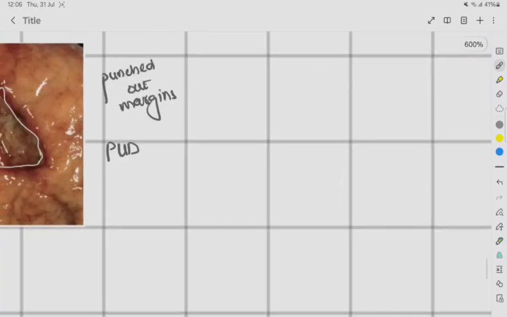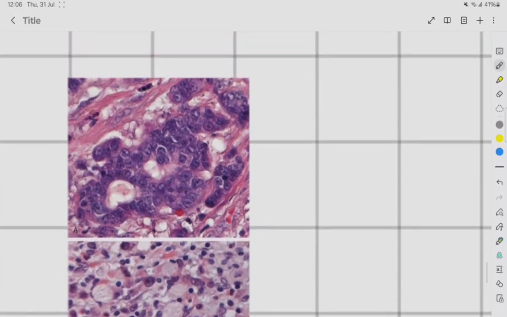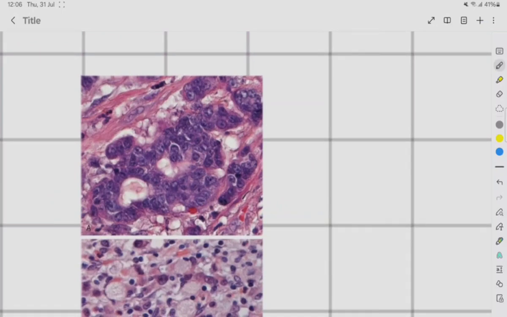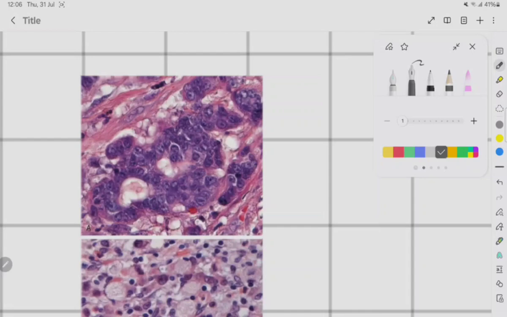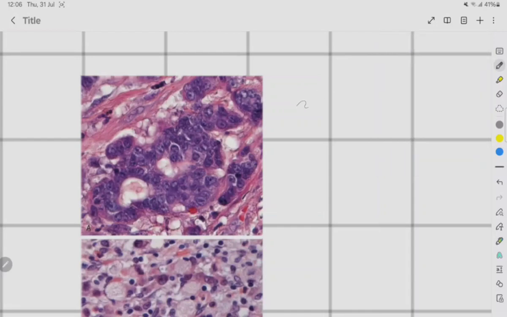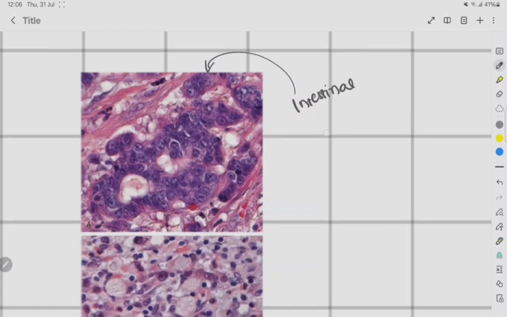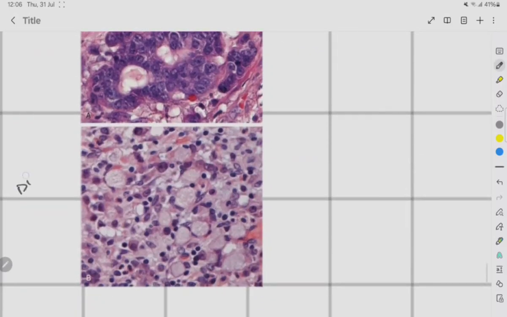Okay, now let's talk about the histology. As the name suggests, in the intestinal type, we'll see glandular architecture, glands resembling the intestinal glands. This is the intestinal type. This is diffuse type.